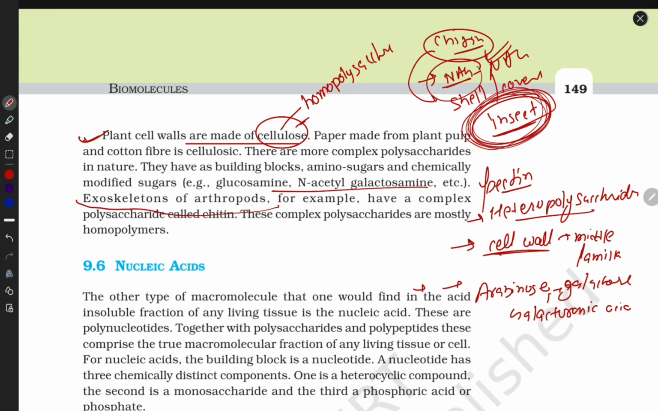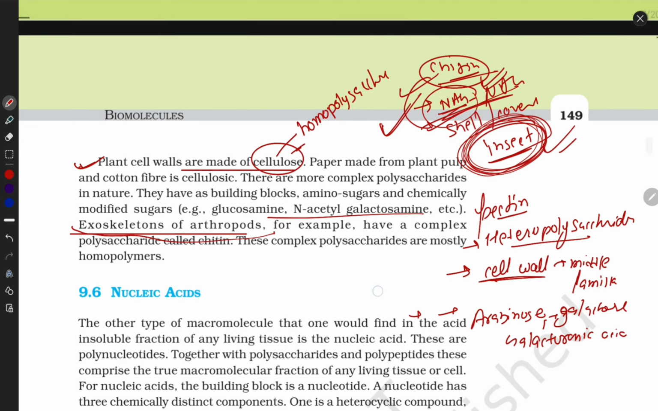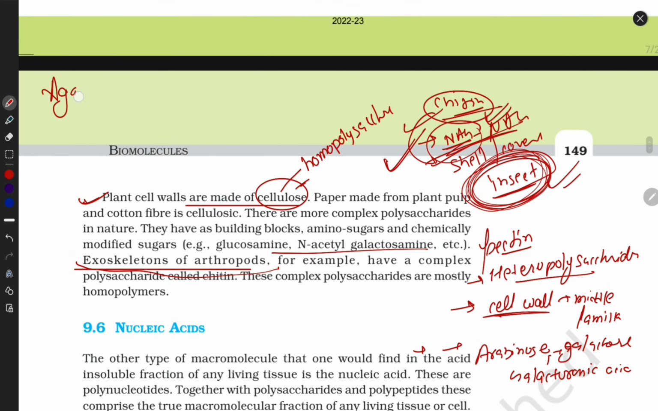Look here. The question is not arranged in a simple form. They rotate it, like: the exoskeleton of an arthropod is made up of which kind of carbohydrate subunits? You have to tell NAG. These are the subunits, and they make up chitin, and this is part of the homopolysaccharides. Guys, one more important thing. I also use agar.